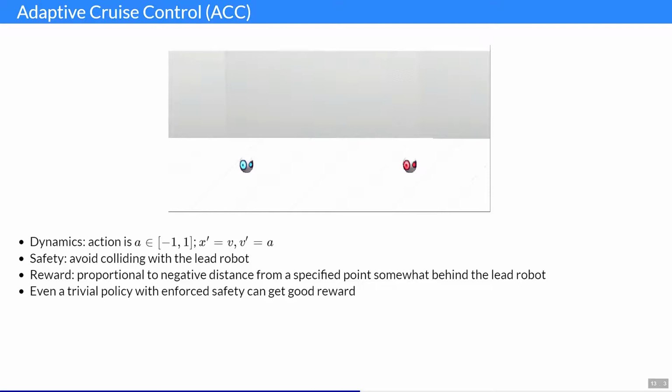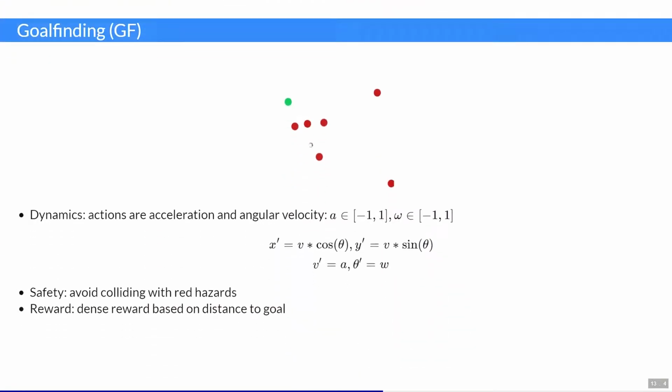What's interesting in this environment is that when safety is enforced, even a very simple policy can get a good reward here. So in this environment, we can see how being safe or enforcing safety can speed up the reward optimization process. And unlike in the example, we do allow the follower robot to have negative velocities here as well, and we have safety constraints that handle that.